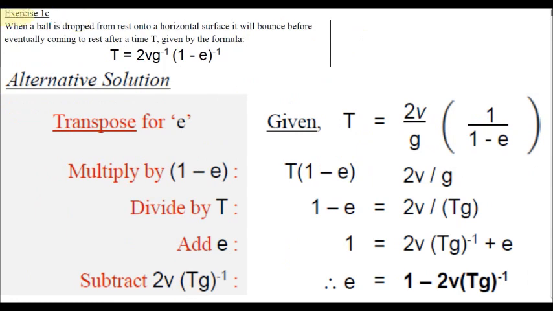This is exercise 1C. I've called it an alternative solution. I just started the solution from the two-line format for T. So it's 2v divided by g multiplied by, in the bracket, 1 divided by 1 minus e. But the final result will be exactly the same, transposing for E. That's just for your reference, really.